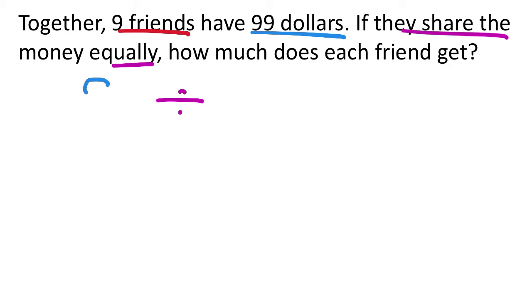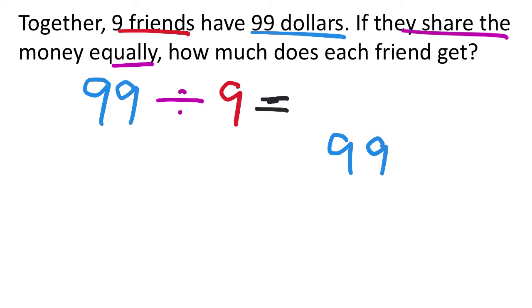Well, that means we're going to take the 99. That's our dividend. Our dividend is 99. That's how much is going to be split up. The 9 friends, that's how many groups it's going to be split up into. So whatever we get from this division problem will be the quotient to this division problem. Let's write this out with long division. 99 goes inside the long division, divided by 9.